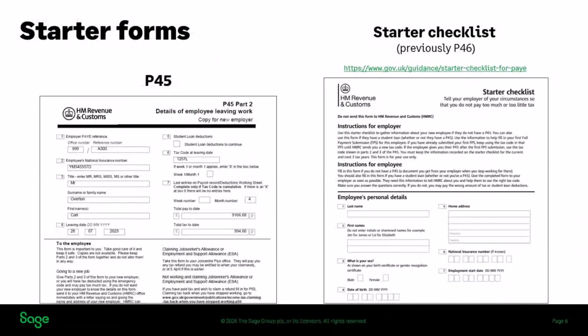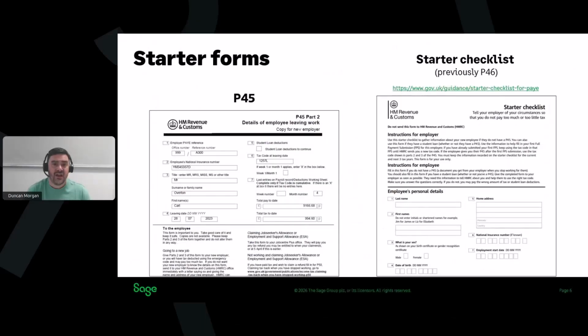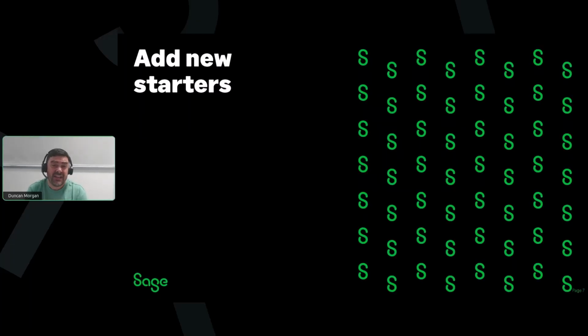So those are your starter forms. And once you have all of that information, you should then be in a good place to create a new employee record. So that's what we're going to take a look at next.